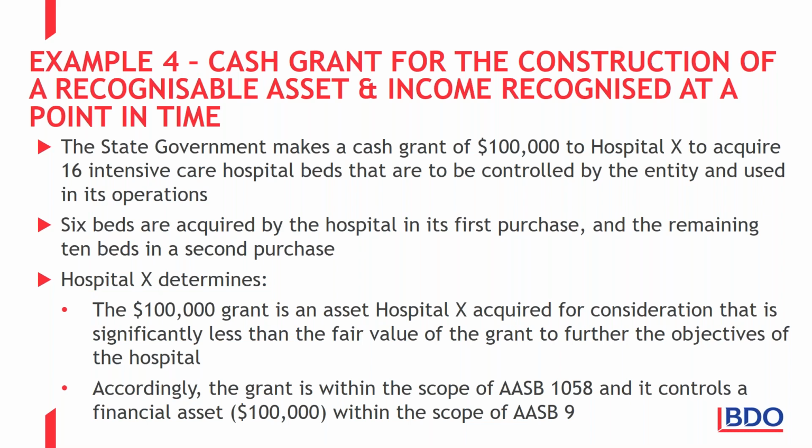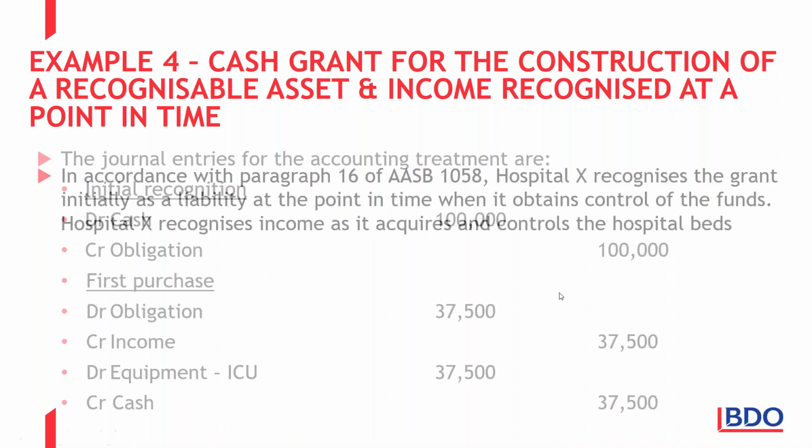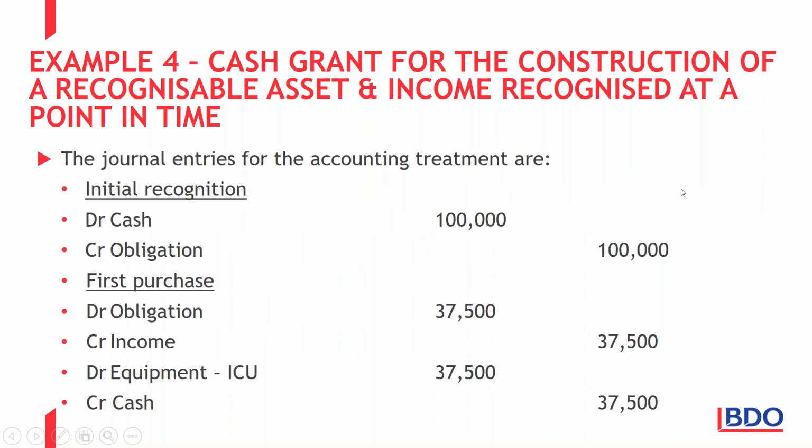We control the financial asset of $100,000, so it's within the scope of AASB 9. And in accordance with paragraph 16, Hospital X recognizes the grant initially as a liability at the point in time when it obtains control of the cash, and then Hospital X recognizes income as it acquires and controls the hospital beds. So what we're saying is when we receive the cash, the standard specifically says debit cash, credit obligation. I've received the cash, but I've got an obligation to spend it on hospital beds. So that's the first step.